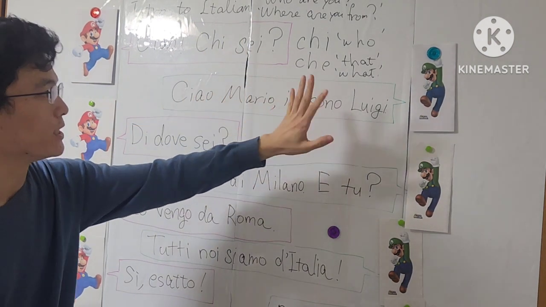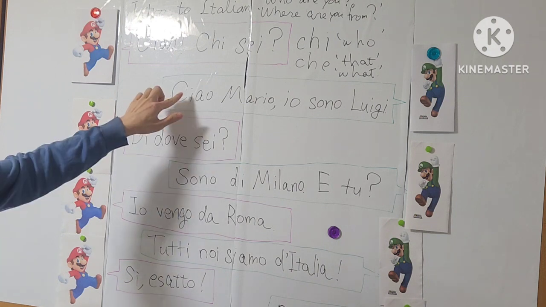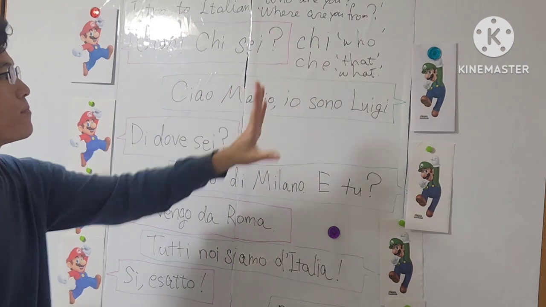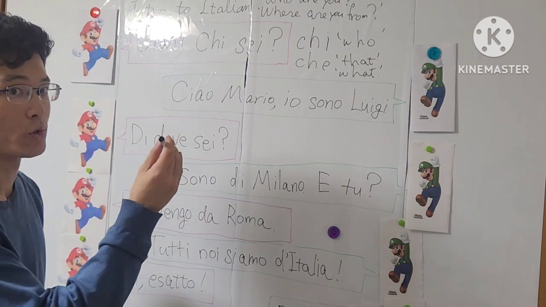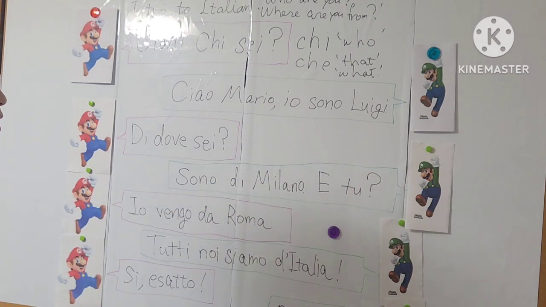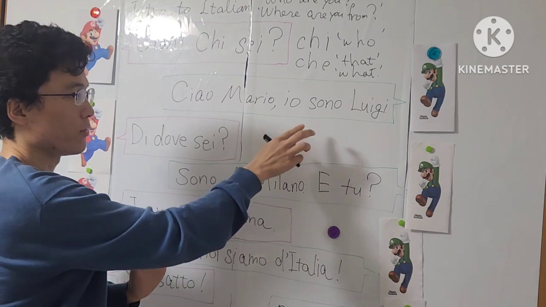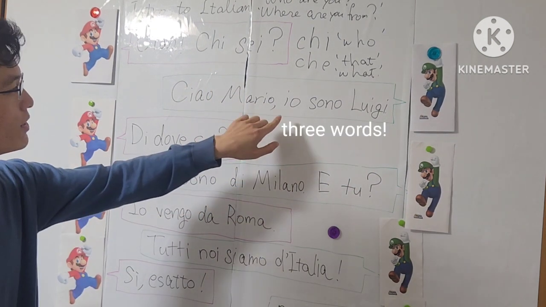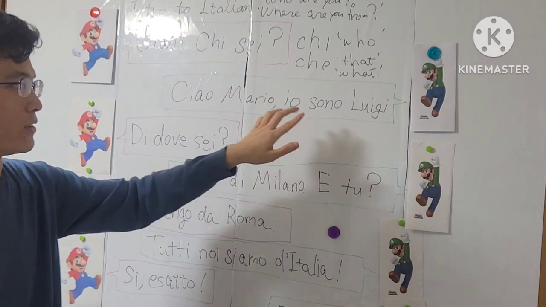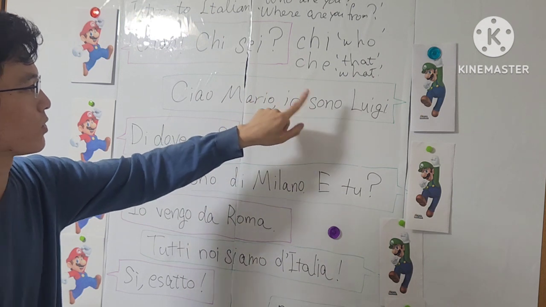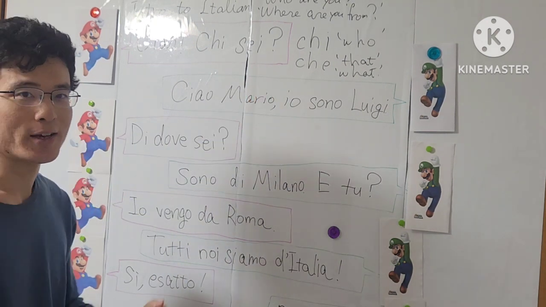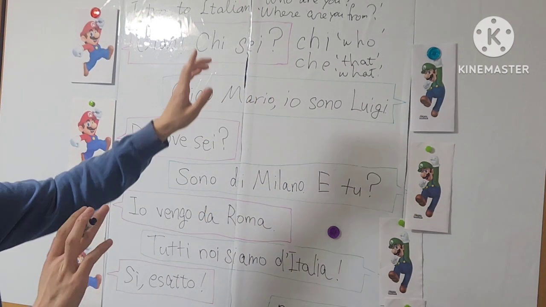Ciao Mario, io sono Luigi. Ciao is the same. And io sono Luigi, you guess, means I am Luigi. And as you see, there are three words. Perfect. No difficulty at all. Each word corresponds to a word in English. But you may omit io.